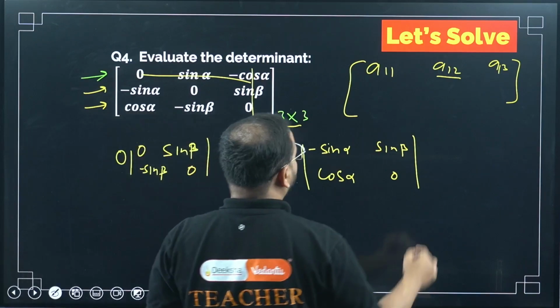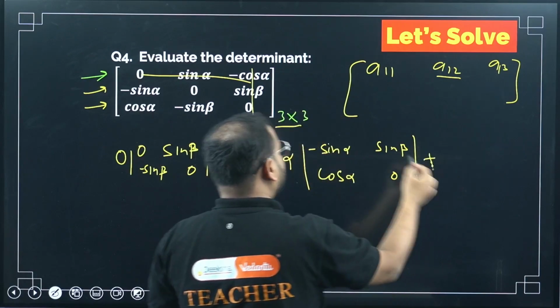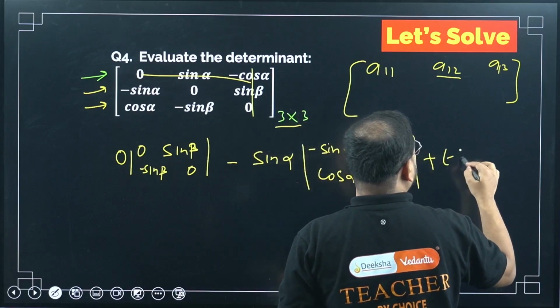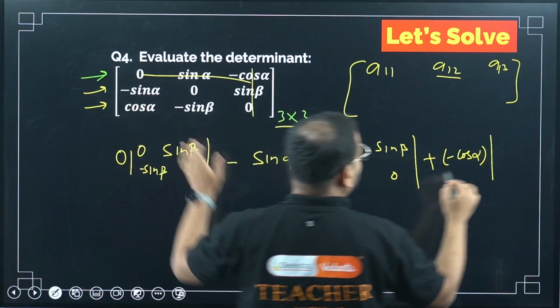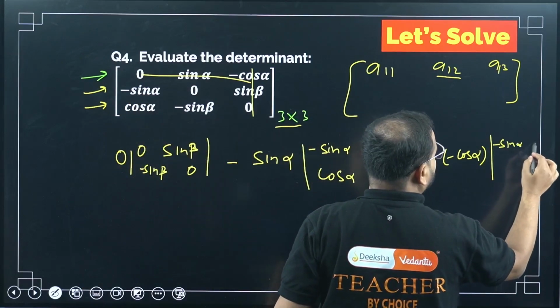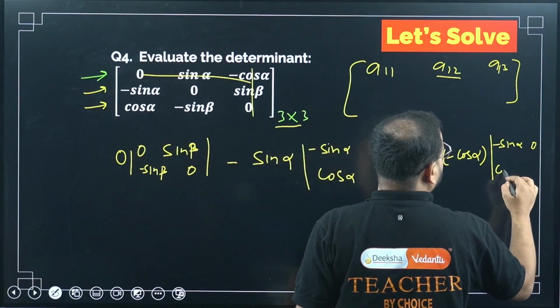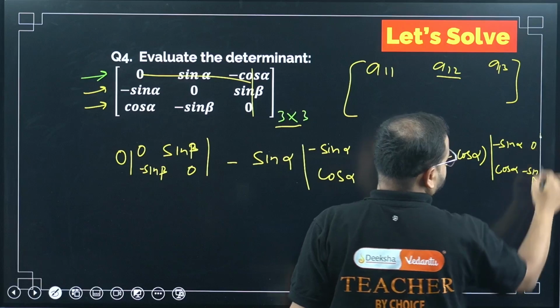What I'm going to get? So over here I'll have positive. So I'll write positive, but the term itself is negative, minus cos alpha. So I'll write minus cos alpha. Okay. What's my matrix going to be? Please check. Minus sine alpha 0. Cos alpha minus sine beta.